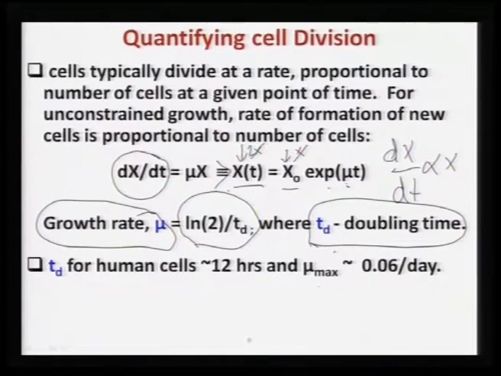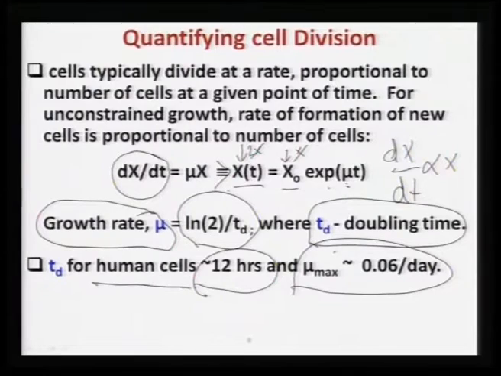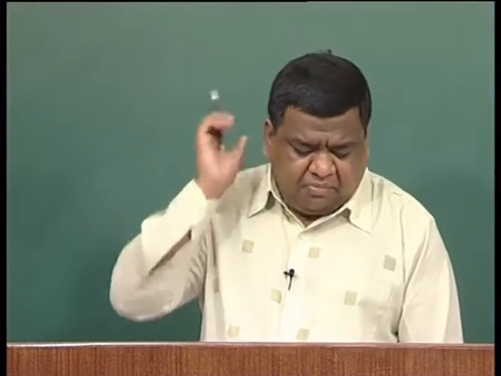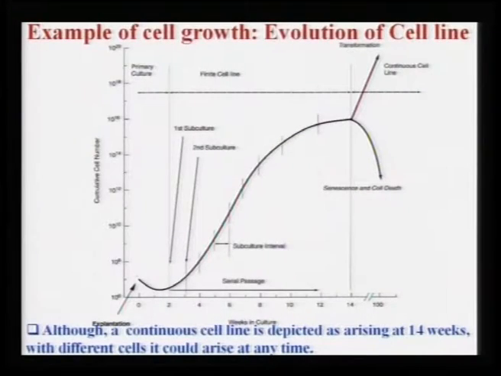Now, Td, the doubling time for human cells, as I said, is 12 hours, and mu max is 0.06 per day. So, that is the typical growth rate. Now, this doubling time for other types of cells may be different, 12 hours, 24 hours, 48 hours and so on. So, the doubling time for different types of cells is different. Okay. Now, let us see how human cells will evolve during the cell growth process.